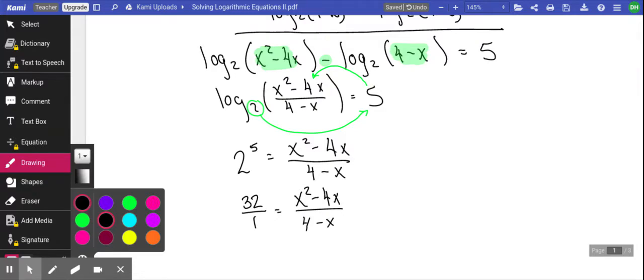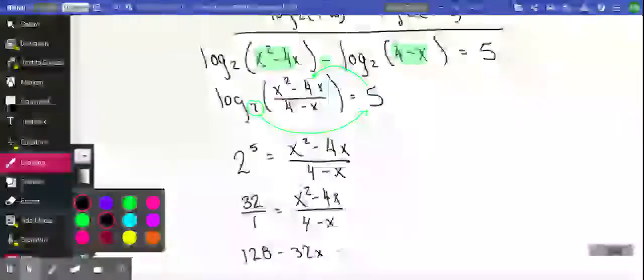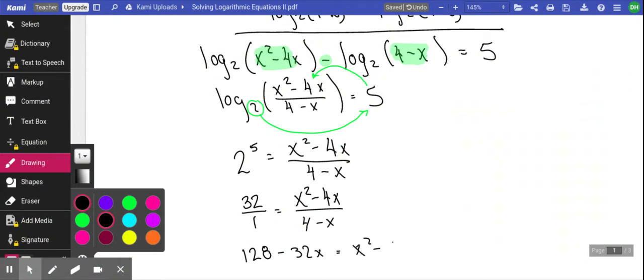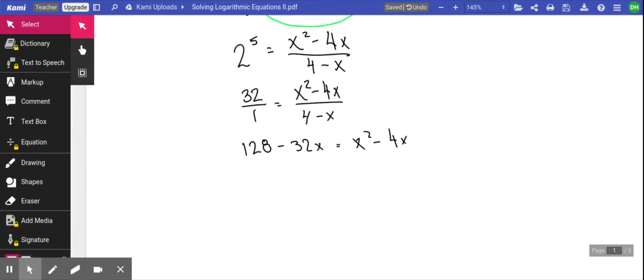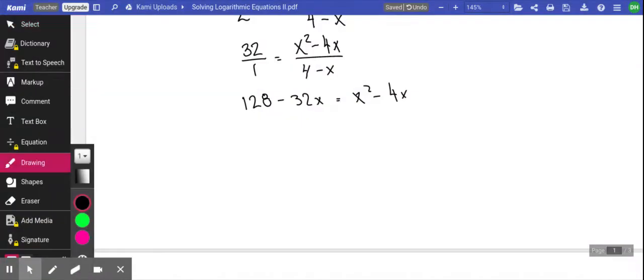And we could cross multiply, so 32 times 4 is going to make 128. And then 32 times x equals x squared minus 4x. Because we do have a quadratic, we're going to try to get all the terms on one side here. So we'll get 0 equals x squared, and we're going to add that 32x over to make 28x, and then we'll subtract the 128.